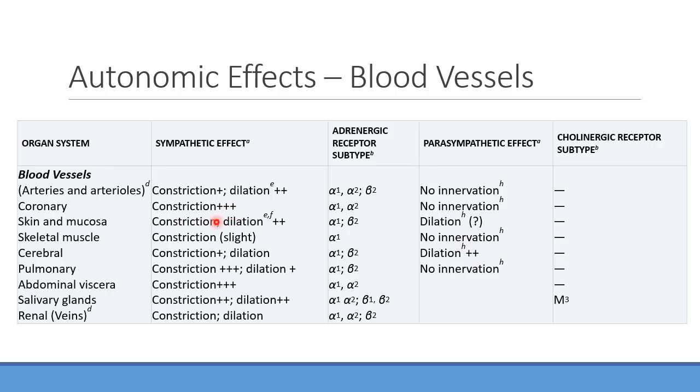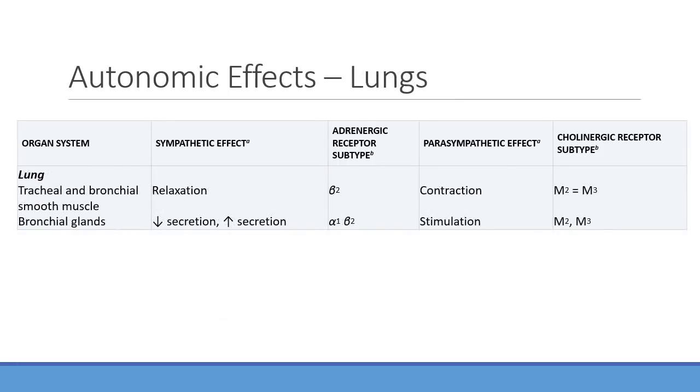Okay. So anyway, very important things to consider. So you can just typically think constriction is going to be the main thing with alpha effects. Beta 2 is going to be more dilation, which makes sense. Okay.